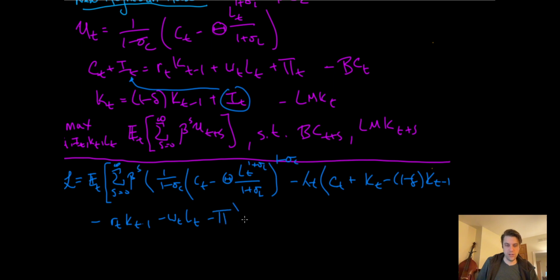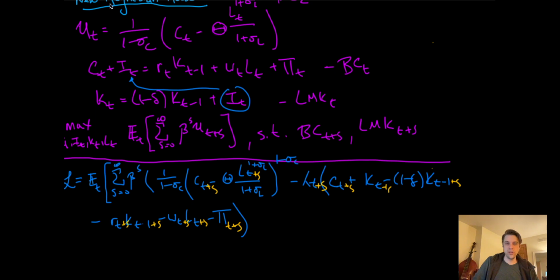Okay, and then as promised, we need to add plus s everywhere. So t plus s, t plus s, t plus s, t plus s, t plus s minus 1, plus s, plus s. Okay, so there is your Lagrangian. And now we just have to take first order conditions, which is not so hard.